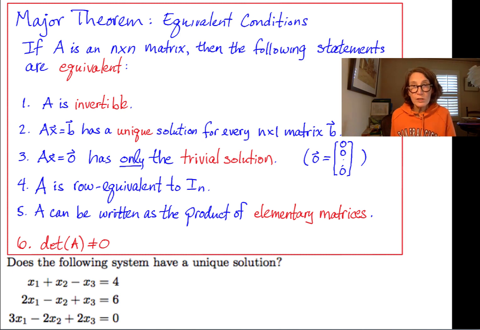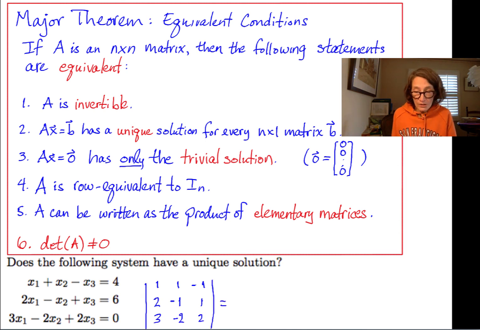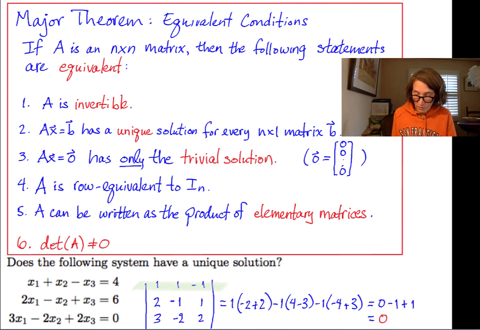Well, we're going to use this major theorem here, and we're going to check the determinant of the coefficient matrix A. Writing down the coefficient matrix. Now, taking the determinant, I'm just going to expand along the first row. I get 1 times negative 2 plus 2, minus 1 times 4 minus 3. This is a cofactor expansion. Minus 1 times negative 4 plus 3. And when I work that out, I get 0 minus 1 plus 1, which is 0. I get a 0 determinant.